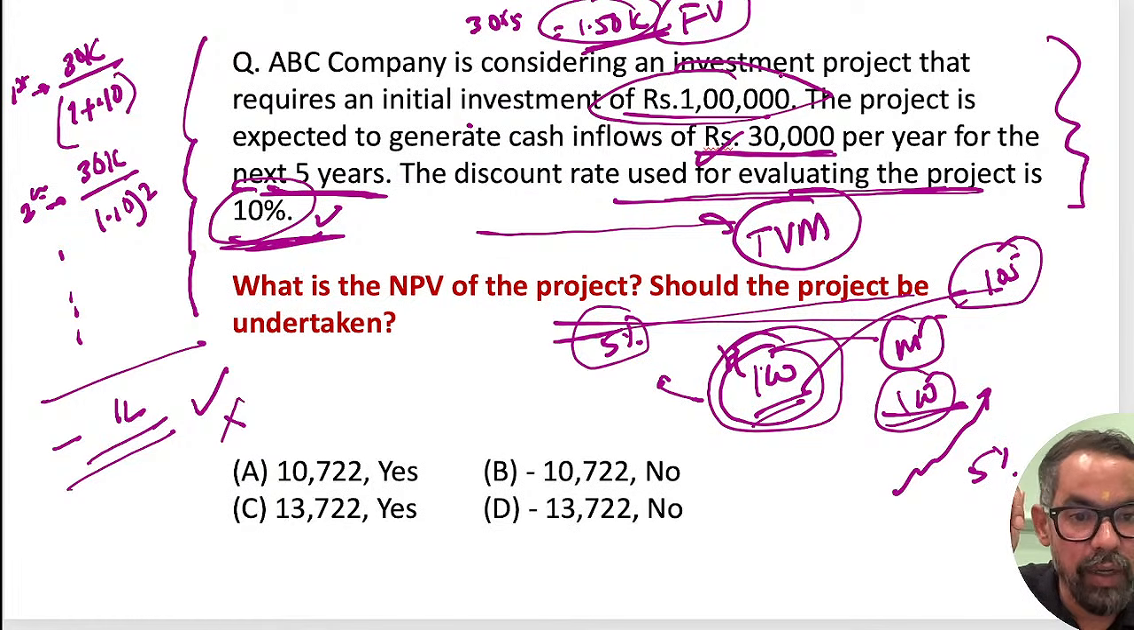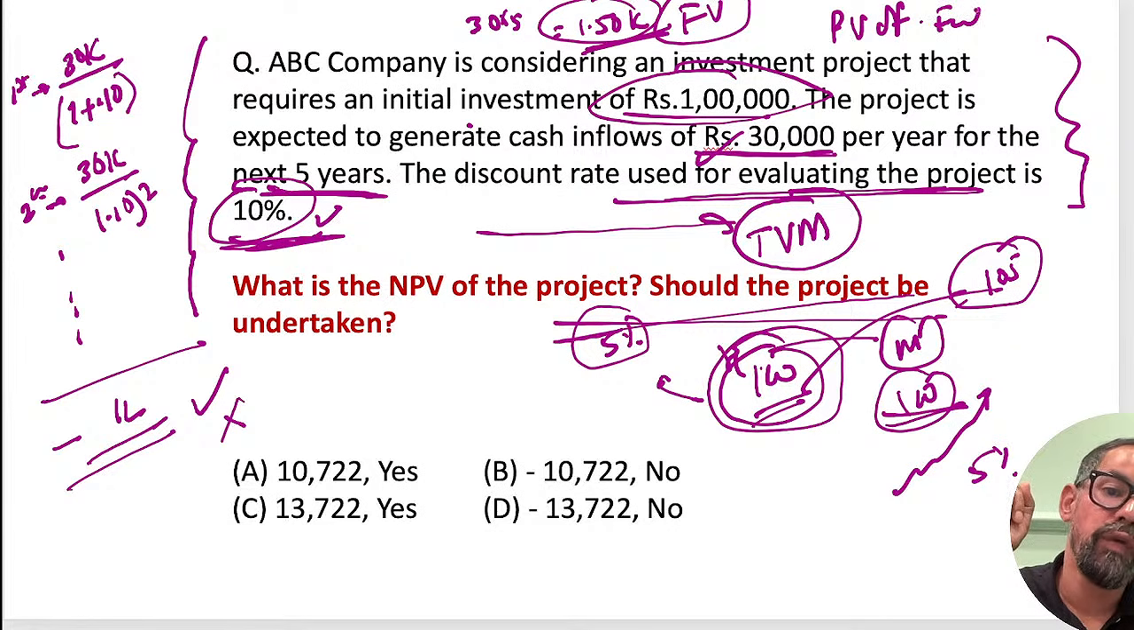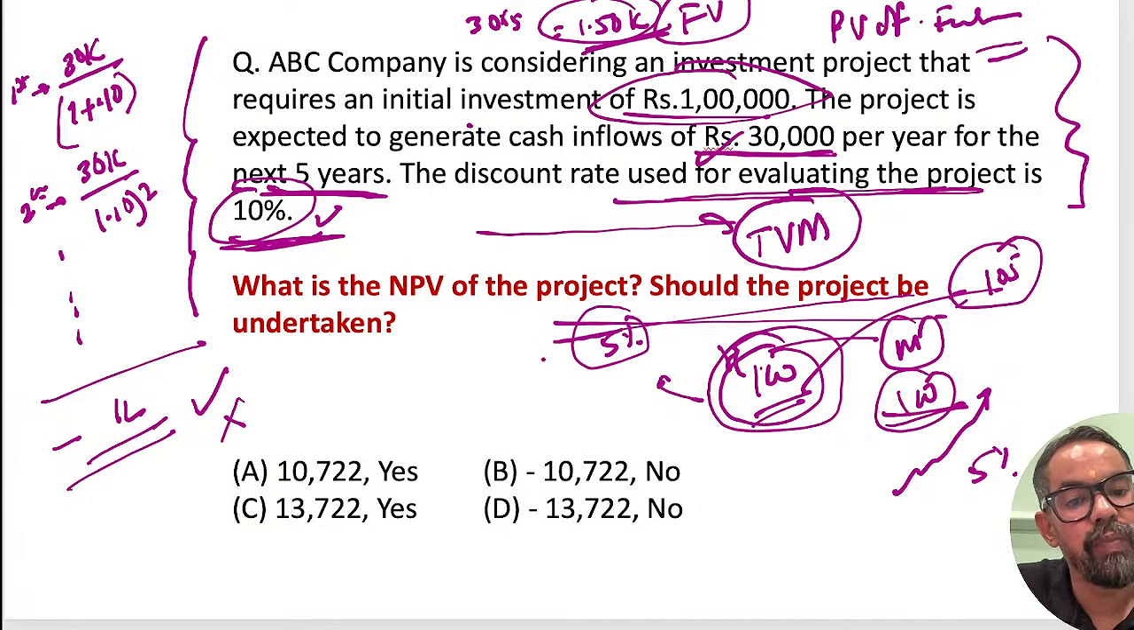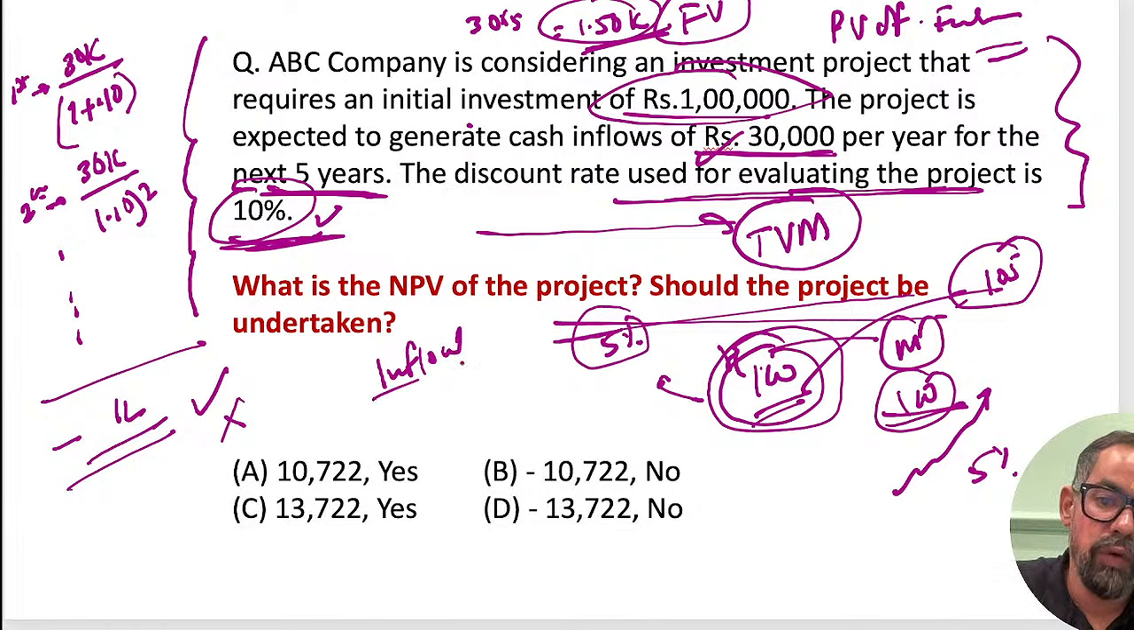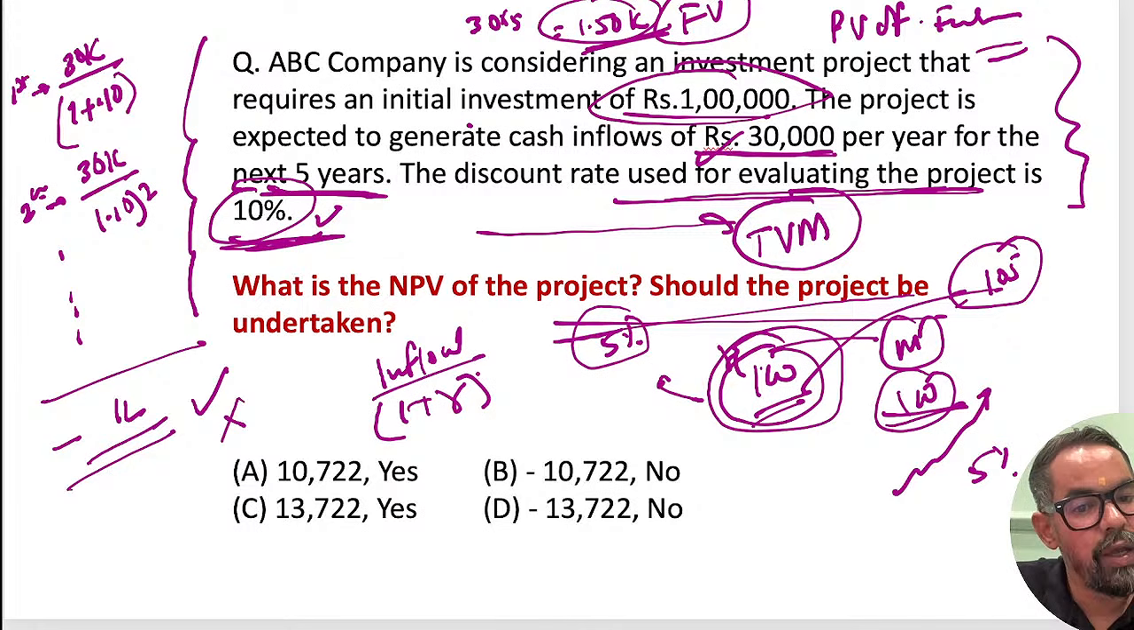You have to calculate the present value of those future inflows. How will you calculate? You have to discount them. How will you discount? Your inflow divided by (1 plus r) to the power n. This is the simple formula. The power n means 1, 2, 3, 4, 5.